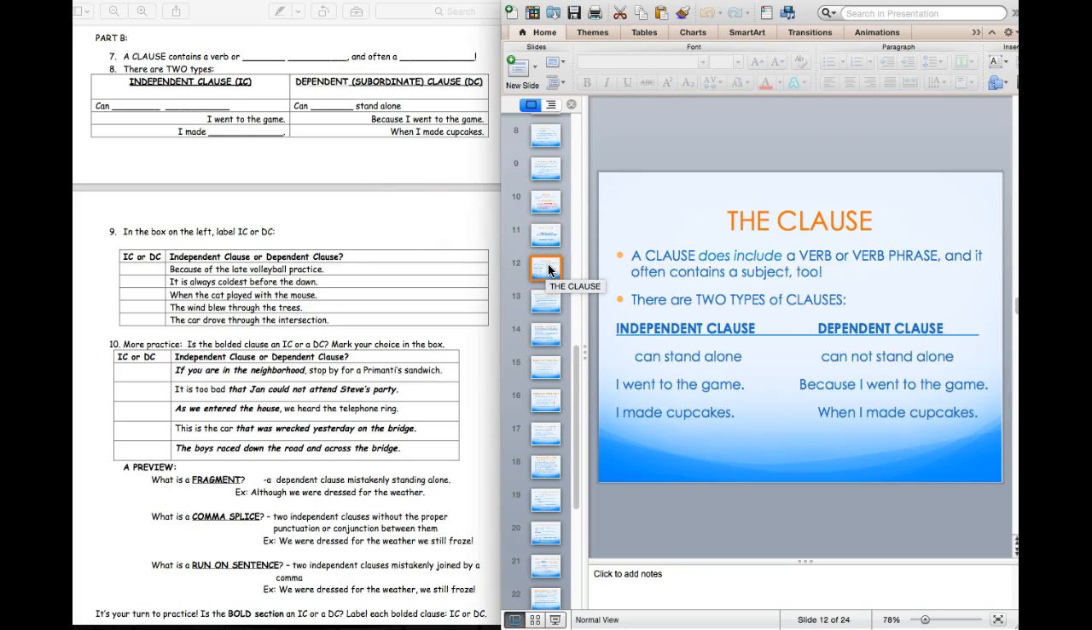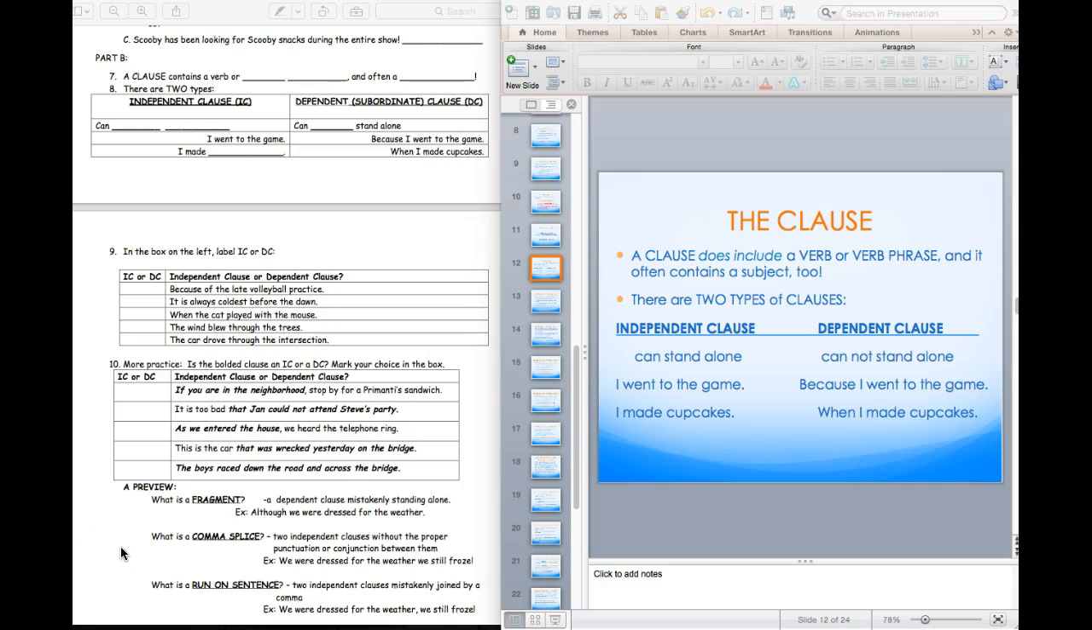So a clause does include a verb or a verb phrase, and often a subject as well. And I just mentioned the 2 types of clauses. Now, independent clauses are independent. They can stand alone, whereas the dependent clause, well, it just needs somebody else to lean on. So the dependent clause is really not a complete sentence, and that's where you're going to get frags marked on your papers for sentence fragment. So go ahead and stop and take notes here and make sure that you have the box in number 8 filled out before we resume.